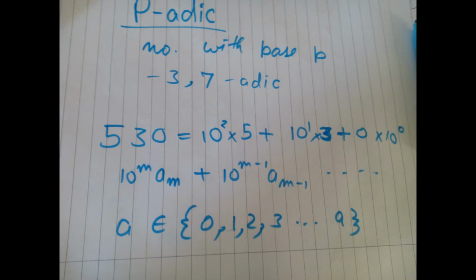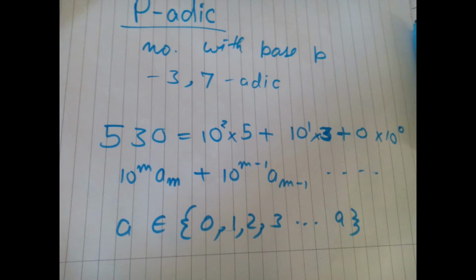P-adic numbers are numbers with base p, where p stands for a prime number, like 3-adic numbers and 7-adic numbers. To express a number, say 530, in the decimal number system, we express it as 5 times 10 raised to the power 2 plus 3 times 10 raised to the power 1 plus 0 times 10 raised to the power 0.